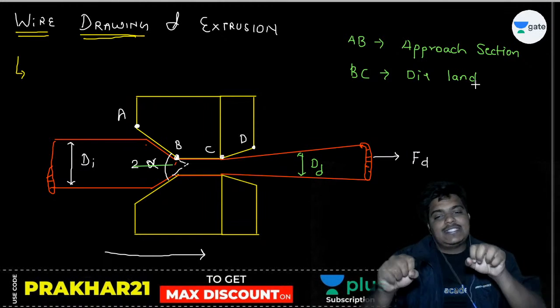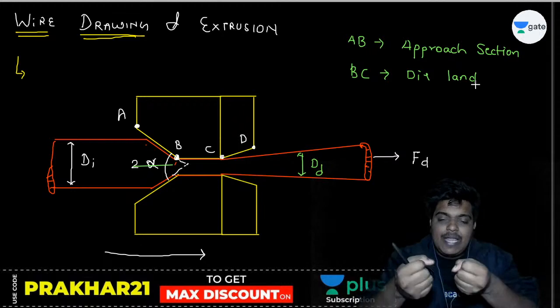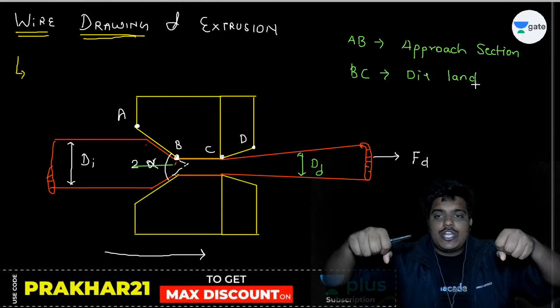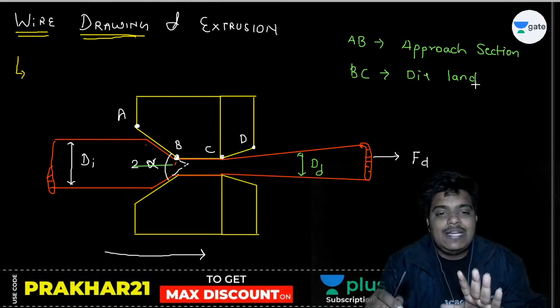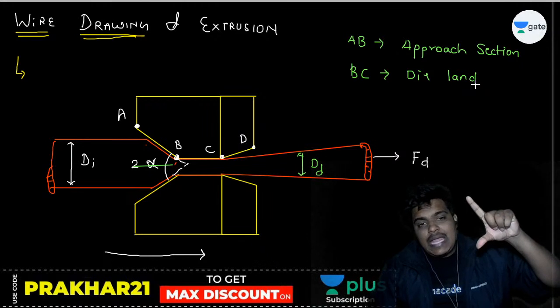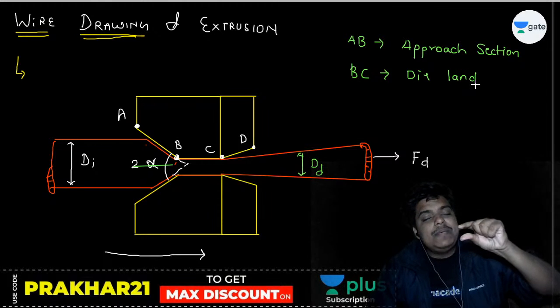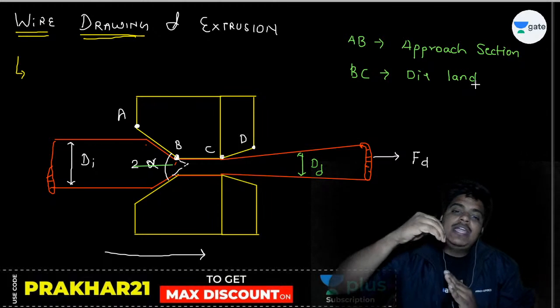get it stabilized. It is not that I bend it and leave it. If I am bending and leaving, it will try to regain its original shape and size. So that is why I will bend it and hold it in that position. So that is why the die land is provided. In AB, the reduction is happening, and then the BC part is actually keeping it intact.